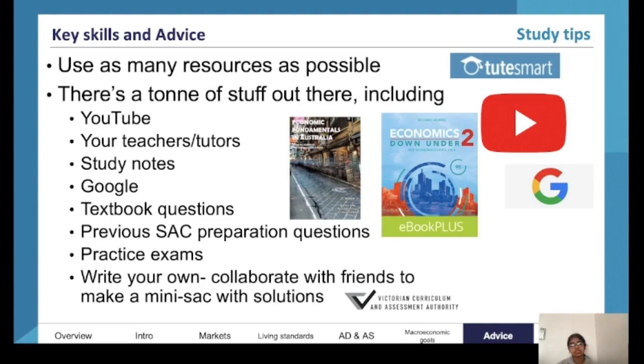Google, obviously, searching stuff up. Textbook questions. So you have textbooks, you can use that to do questions on there. You might have access to previous SACs, so that's where you'll get questions, and you can even write your own questions. If you form a study group, everyone writes their question and you have a go at answering it. When you write your own question, you can think about what you expect in your answer. So it really does help you in terms of writing an answer as well.